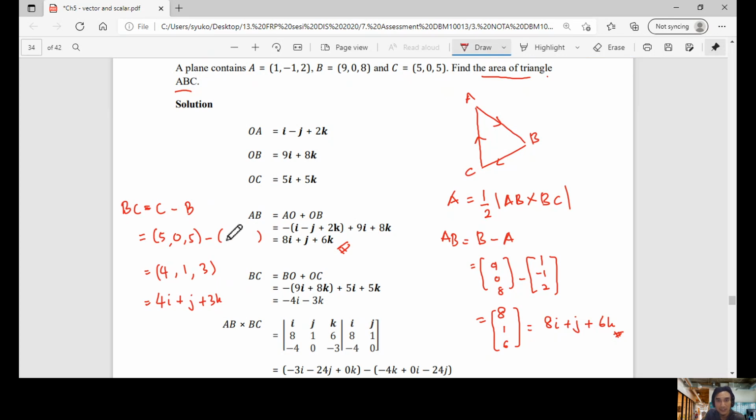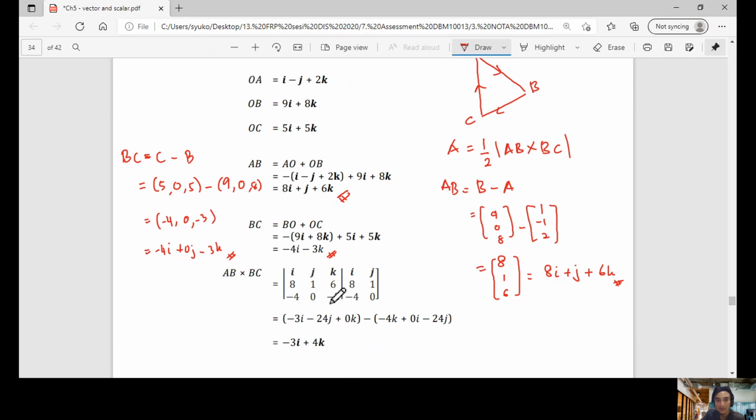Okay, so B is 9, 0 and 8. And then 5 minus 9 equals negative 4. 0 minus 0 equals 0. 5 minus 8 equals negative 3. So the answer will be negative 4i plus 0j minus 3k. So this one is equal to this one.